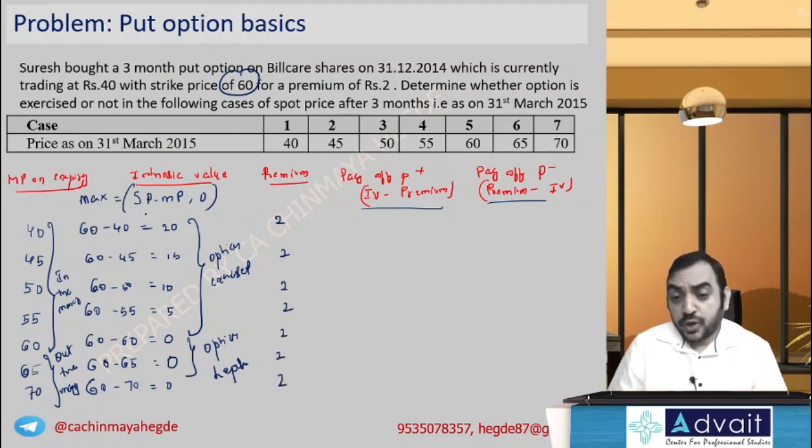Payoff for the holder: intrinsic value minus premium. 20 minus 2, 18. 15 minus 2, 13. 10 minus 2, 8. 5 minus 2, 3. 0 minus 2, minus 2. 0 minus 2, minus 2. 0 minus 2, minus 2.